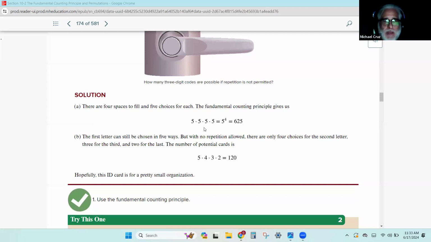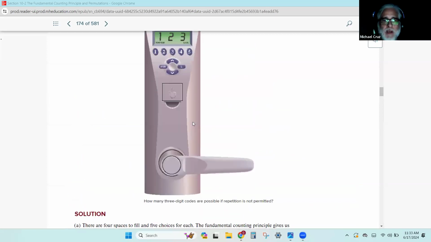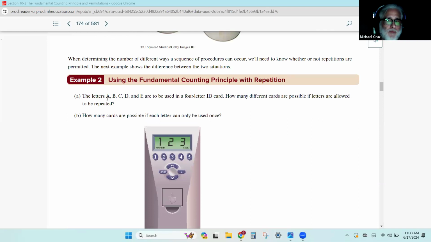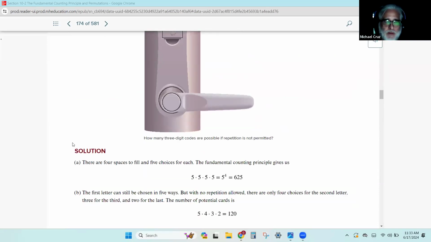So there are 4 spaces. For the first letter, A, B, C, D, and E are available. The second spot for the code, we still have A, B, C, D, and E available because repetitions are allowed. Again, 5. And then for the 4th letter, there's 5 choices. So that ends up being 625 different choices for the letters for that password.